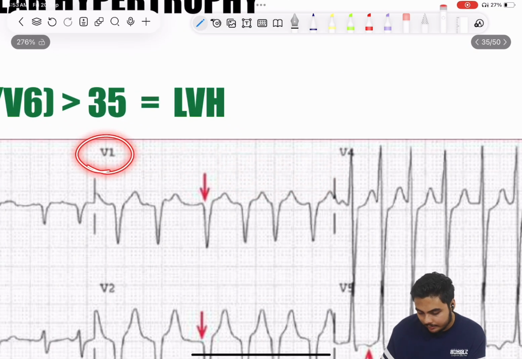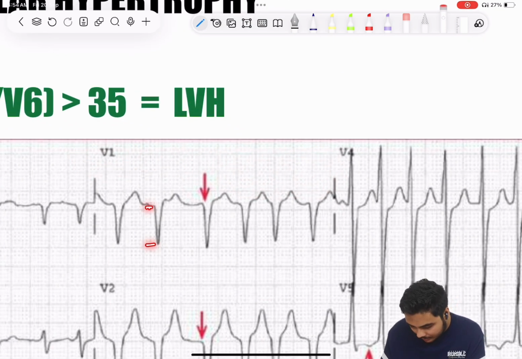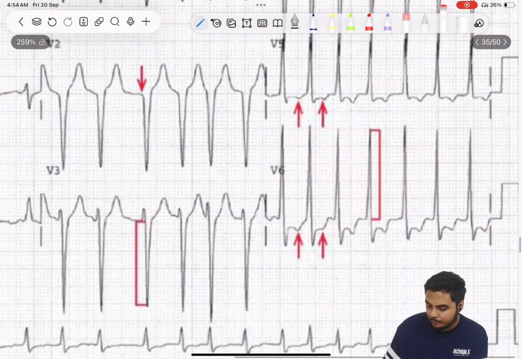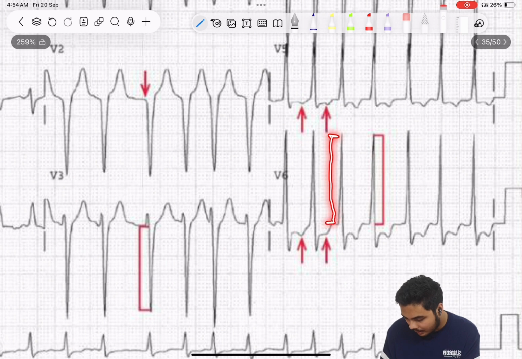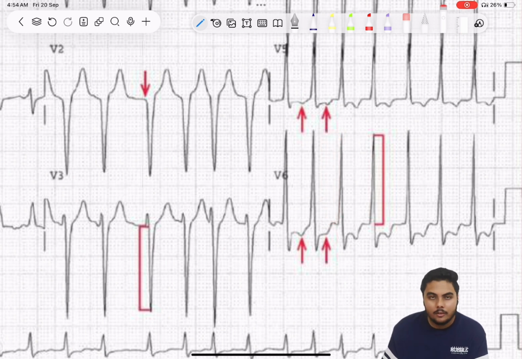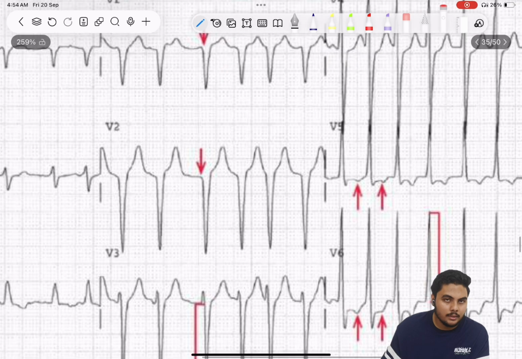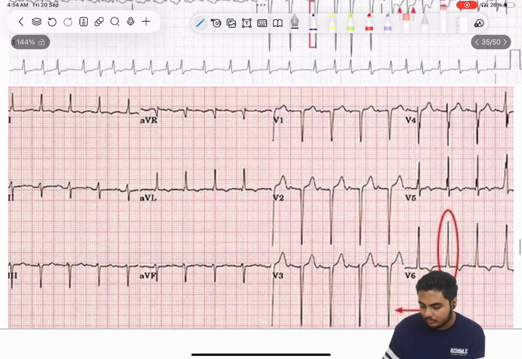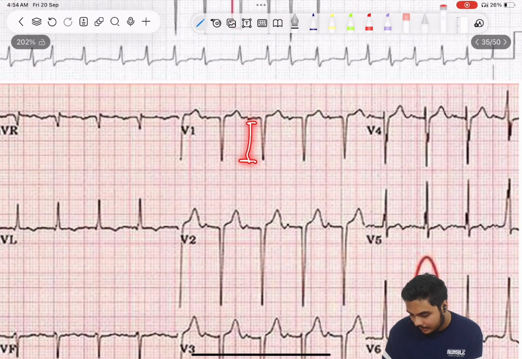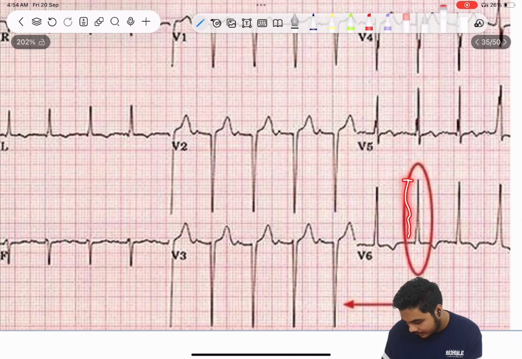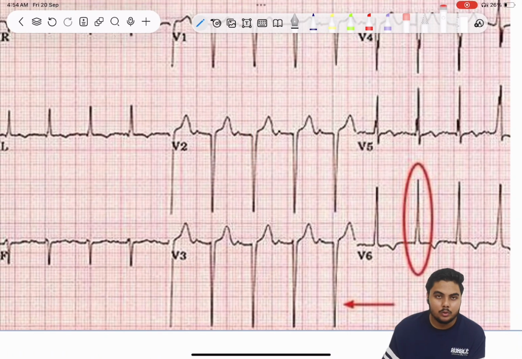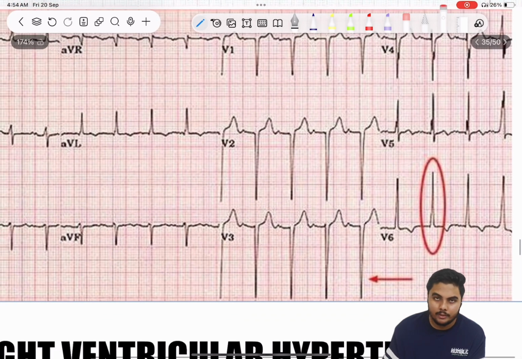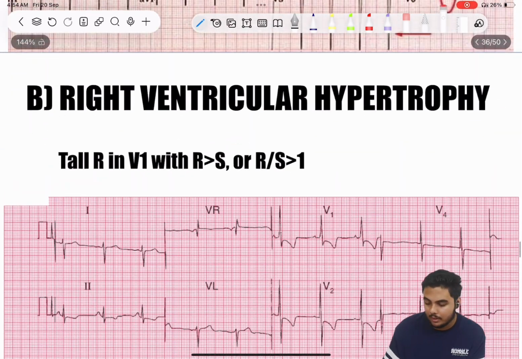For example, here in V1 we can see the S wave. There are 2 large boxes plus 3 small boxes, around 13 boxes, and in the R of V6 we can see 2, 3, 4, 5, 5 large boxes, that's 25. So 25 plus 13 is 38, which is more than 35, as a result of which the patient has LVH. Again, below here you can see around 15 boxes here and around 22 boxes here. So 22 plus 15 is 37, which is again more than 35, so the patient has LVH.